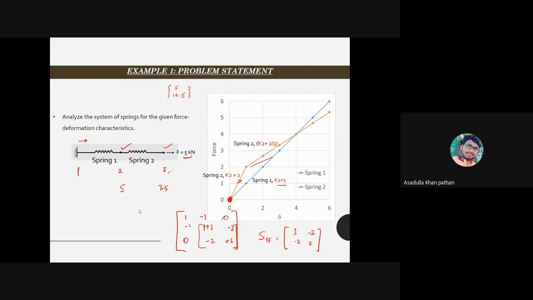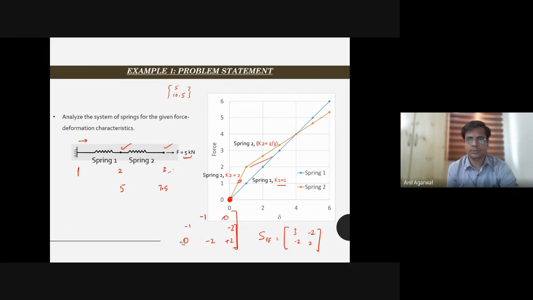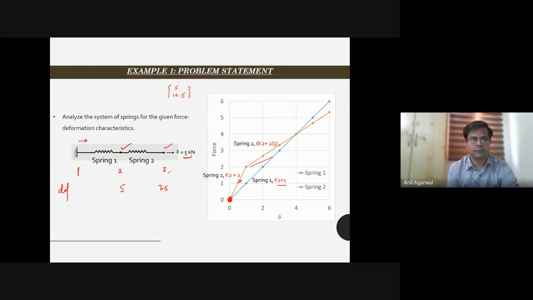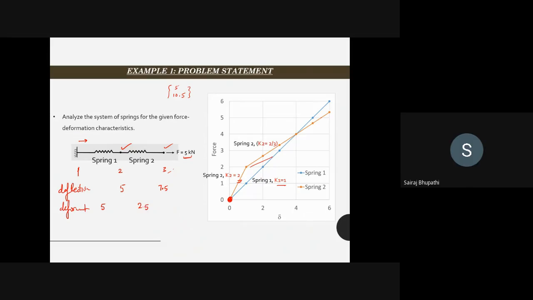State determination. Yeah, and what are the two steps within state determination? We have to find the deformations and internal forces. So these are the deflections. Very good. So now we have to find the deformations. The deformations will be in this spring. How much will be the deformation? And in this spring, what is the deformation? 2.5. 2.5. Very good.